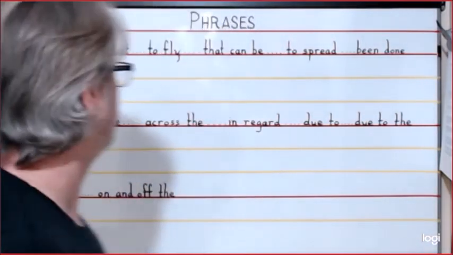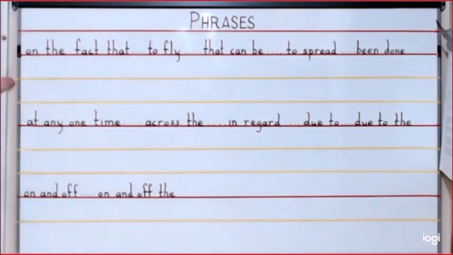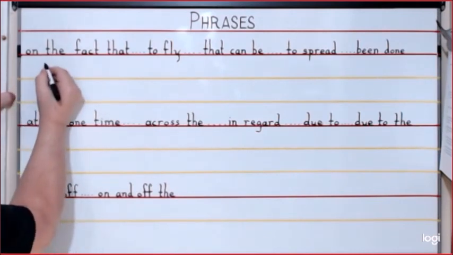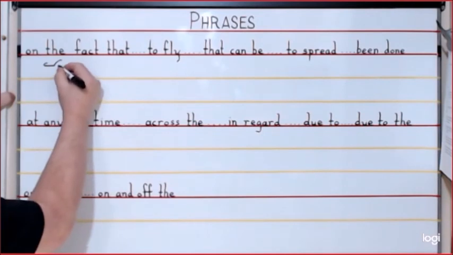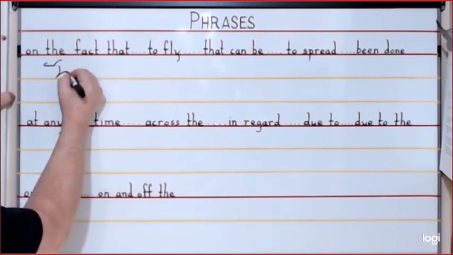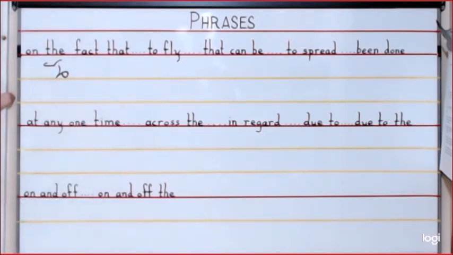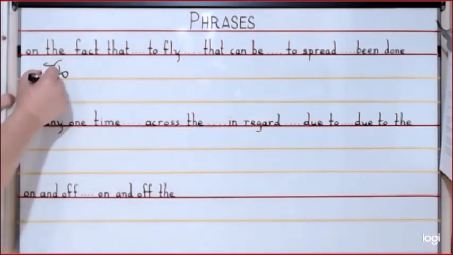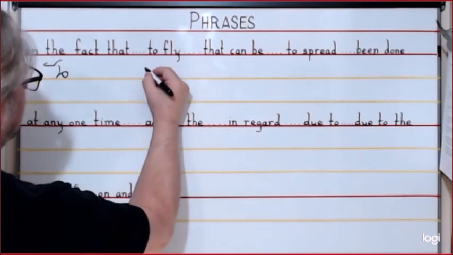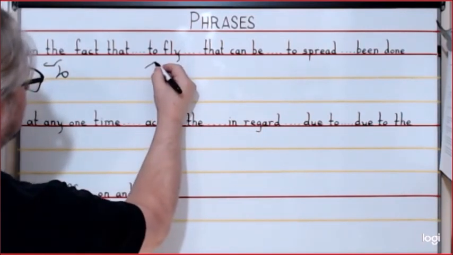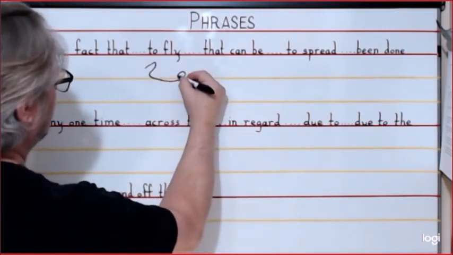Now on to the phrases. For the phrase, on the fact that, we'll write an O, an N for on, TH for the, then a disjoint F, then TH-A for that. The F here is standing for the word facts by itself. To fly, be a T. We're going to skip the U though and write an F-L long I.